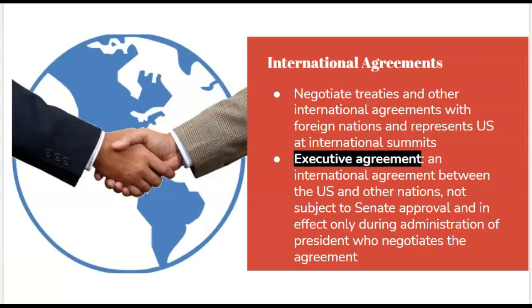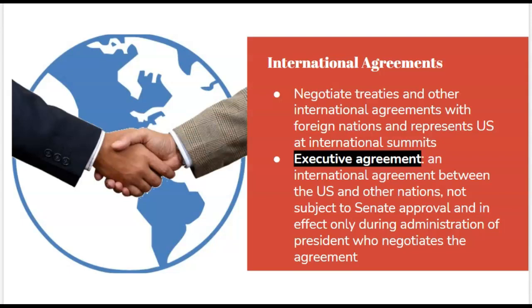The president also is in charge of international agreements, so they negotiate treaties and other international agreements with foreign nations and represent the United States in international summits. This means a lot of travel to foreign nations to meet with other world leaders. The president can also create executive agreements. This is an international agreement between the United States and other nations, not subject to Senate approval, and in effect only during the administration of the president who negotiates the agreement.